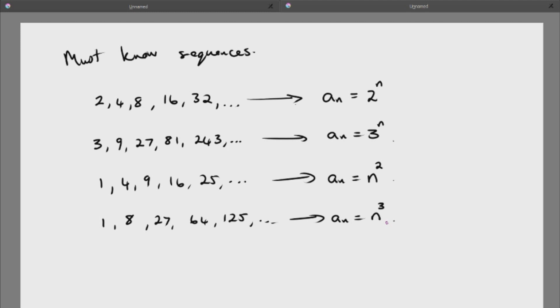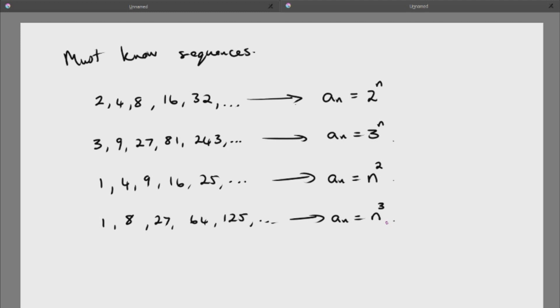Any questions on any one of those 4? Powers of 2, powers of 3, position squared, position cubed. I don't think that's too hard to remember.